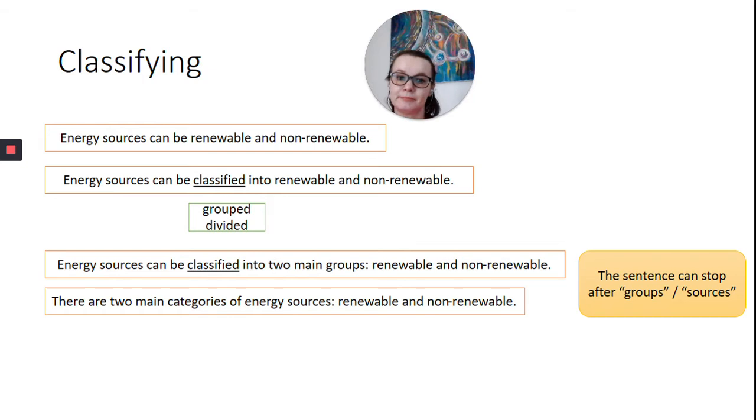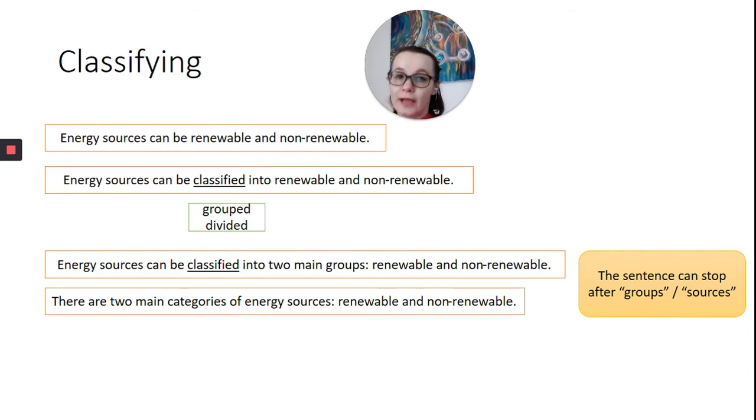So we can put a full stop here and it will be fine. The same we can do in the last sentence. We can put a full stop instead of a colon and it will be fine. It will be a sentence, right? However, if you, for example, want to put a colon in the first sentence after be, say you would write something like energy sources can be renewable and non-renewable. In this case, if we put a full stop instead of a colon, what will happen?